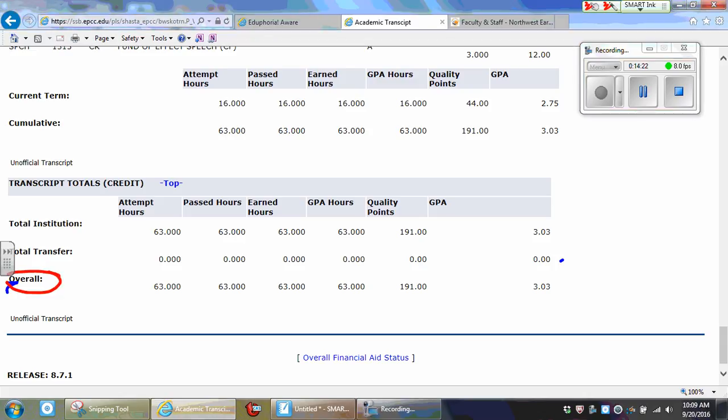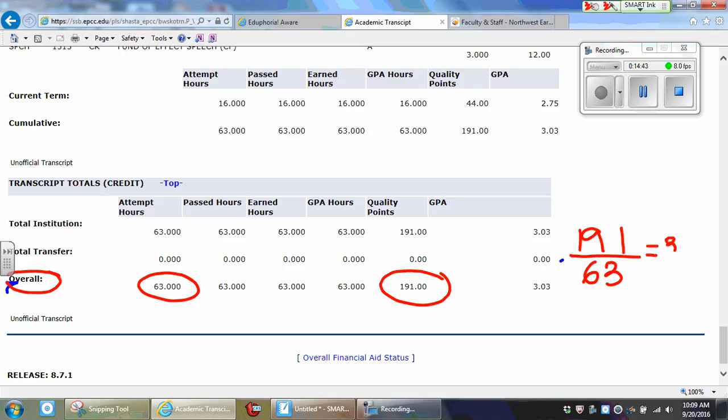So that will be her cumulative for the whole time the student was a student at UCC. She attempted a total of 63 credit hours, and her quality points were 191. So to calculate the GPA, it was 191 divided by 63. And if you divide that, it will be 3.03, which is right here.